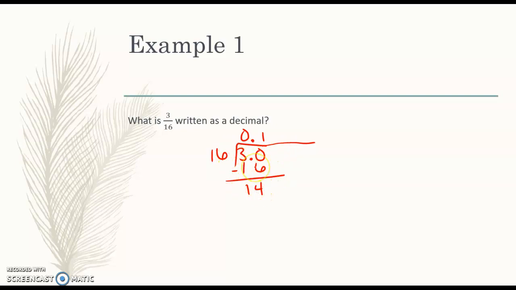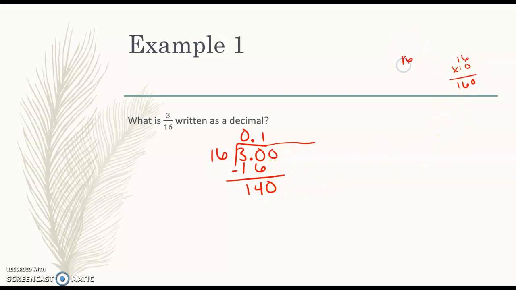16 does not go into 14, so that's a good sign. That means that I did find the biggest number that goes in. And so now I'm going to add a 0 and drop that 0 down to make this a 140. Now, I need to figure out how many times does 16 go into 140. And so here are things that I do when I'm trying to do this in my head. I know that 16 times 10 is 160. So we're pretty close to that.